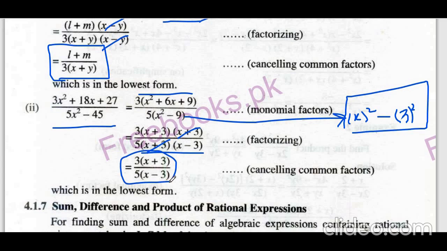It can't be more simplified. We can't add or subtract anything, we can't cancel anything, and we can't do anything with it. We can't make factors anymore with this. It is the simplest form. So this is the lowest form of the algebraic expression.